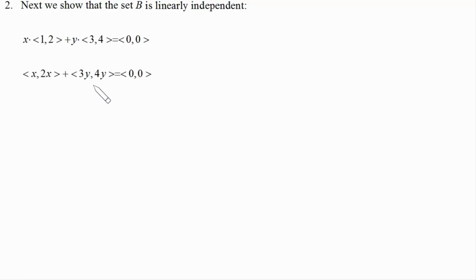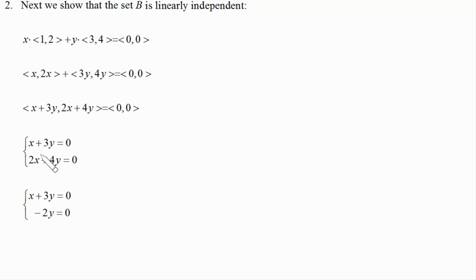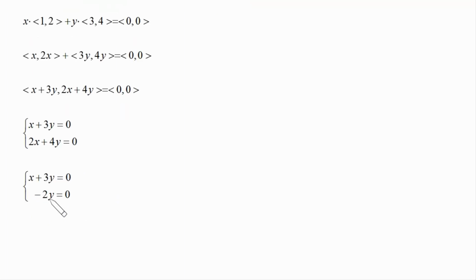Multiply the scalars, do the vector addition, compare the components, first component, second component. I won't use matrices here, just go ahead and solve it. Subtract twice the first row from the second row. That will give us this. From that we can easily see that y is 0. And if y is 0, plugging that in here gives us that x is 0 also.